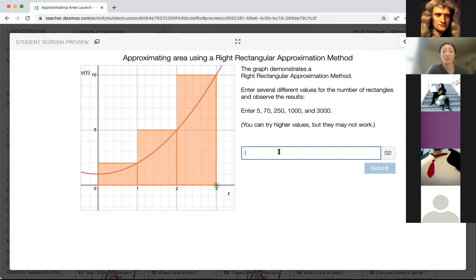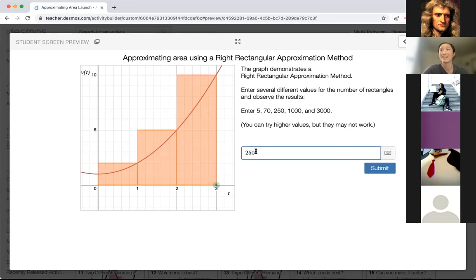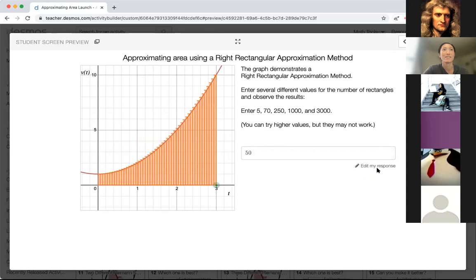Okay, let's try 250. Let's see what 250 rectangles looks like. That looks pretty accurate. Lines, more than enough. Okay, what if we had 50 rectangles? Okay, that looks a lot better. All right. Now, that's a great observation. This is a pretty good approximation. However, I don't know that I can zoom in for this.